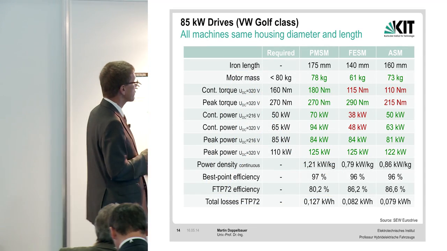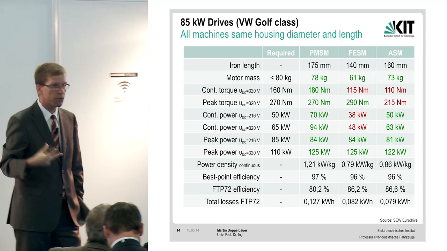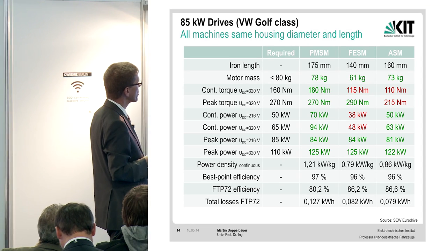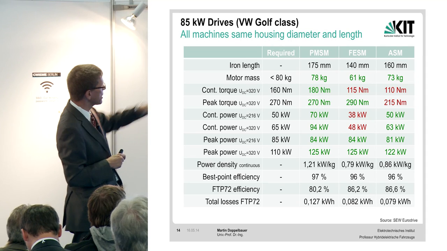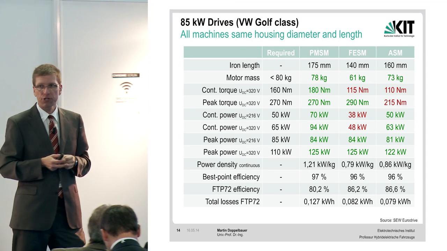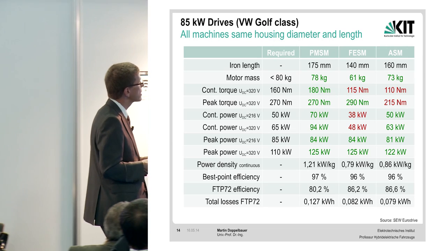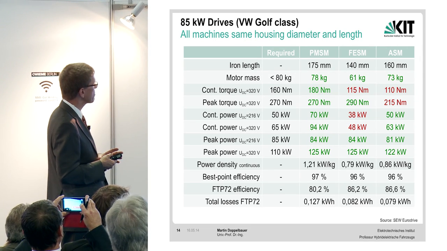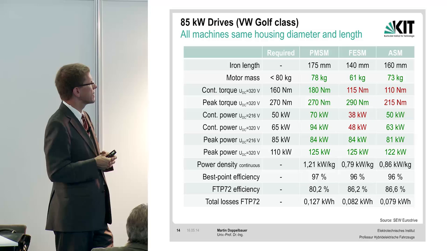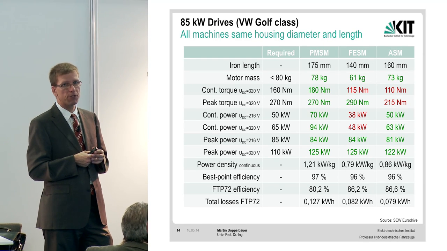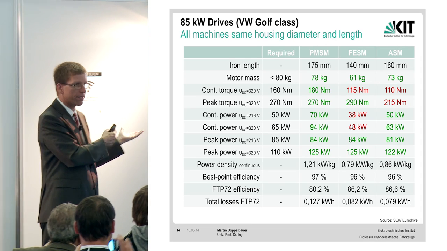Here's the data that we've gotten from those machines. You see the PMSM, permanent magnet synchronous machines, FESM, the field winding synchronous machine, and then ASM is induction machine. Because we had the outer dimensions fixed, the iron length of the machines was different. The field winding machine had the shortest iron length because we needed to supply the brushes to get the current into the rotor. The induction machine is a little bit higher in length, which is good. And the permanent magnet machine, of course, had single tooth windings, so we have no winding overhang. That means it has the highest iron length, and that is also why it wins this comparison.